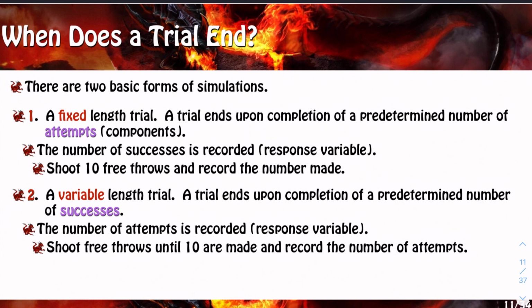2, a variable length trial. So a trial ends upon completion of a predetermined number of successes, and the number of attempts is recorded, which is the response variable. So instead of shooting 10 free throws, we shoot free throws until 10 are made and record the number of attempts. So you can see that there are subtle distinctions between I want to shoot 10 or I want to make 10.